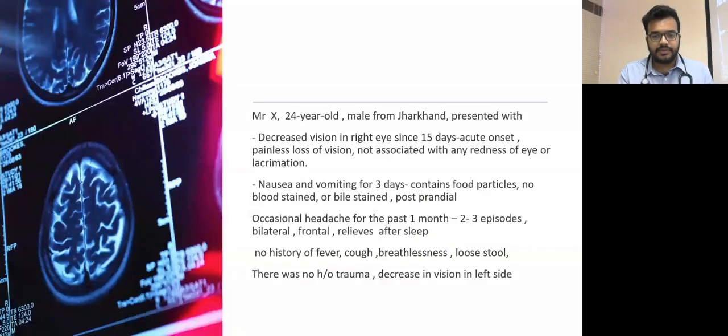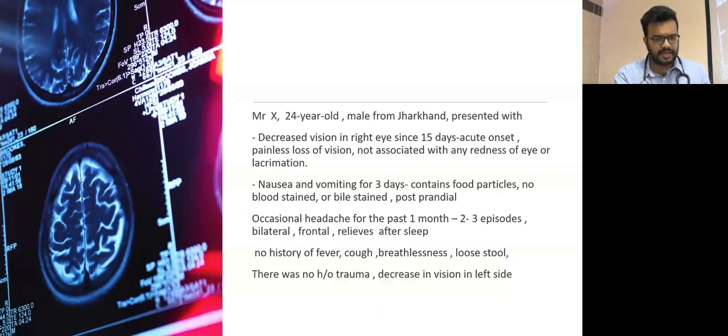Mr. X, a 24-year-old male from Jharkhand, presented with decreased vision in the right eye since the last 15 days. It was an acute onset, painless loss of vision, not associated with any redness of the eye or any lacrimation. There was associated nausea and vomiting for the last 3 days; the vomitus contained food particles, with no blood stain, no bile stain, and it happens immediately after taking food.